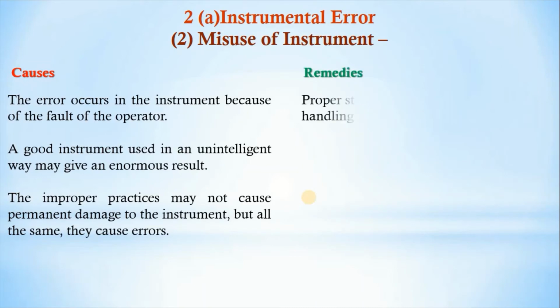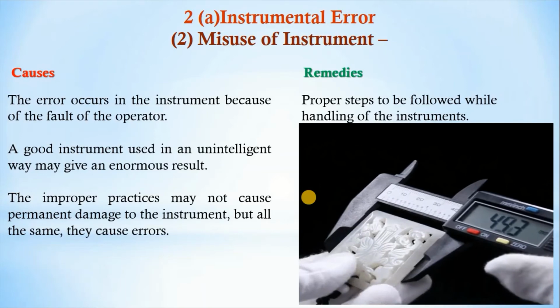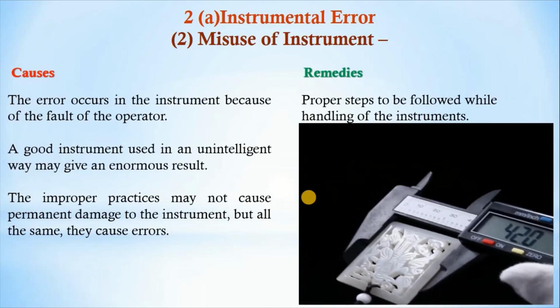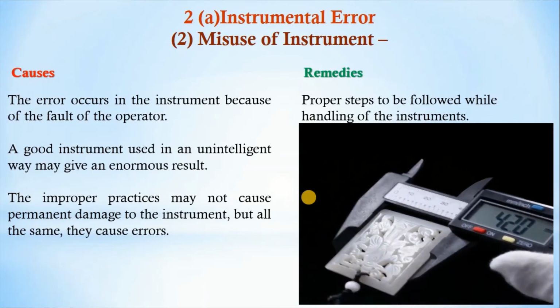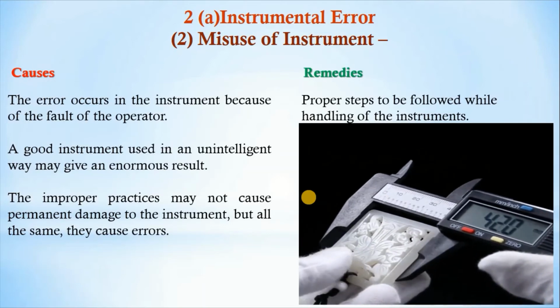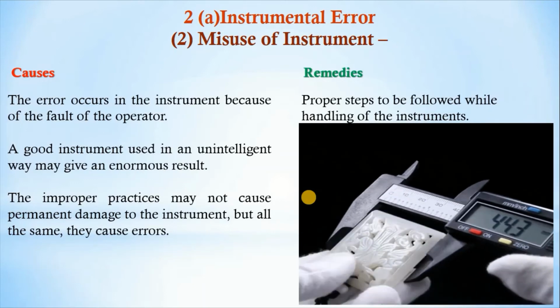So what are the remedies for removing this misuse of the instrument? We have to follow proper steps while handling the instrument, and use proper steps while taking the readings. For example, in a vernier caliper, how much length it has to expand, how to hold that object, all these things we have to follow in a proper manner so that we can remove this misuse of instrument type of error. Then the third one is the loading effect.